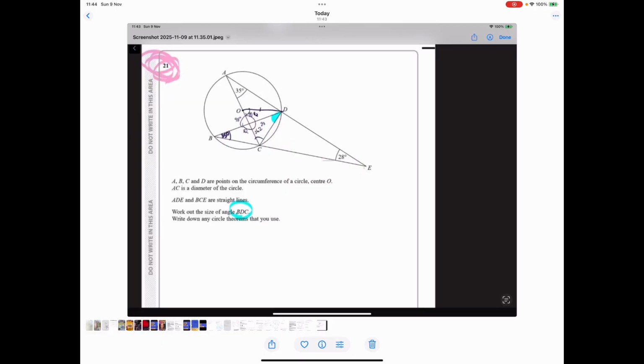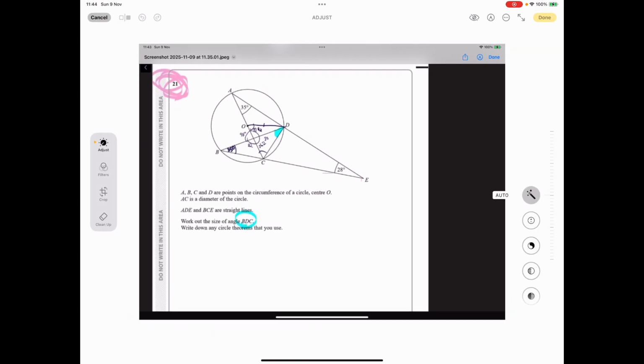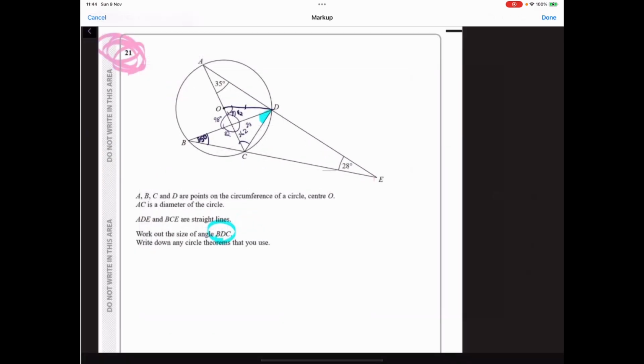This is how you do this question. So we are looking at, we're going to use, this is a circle theorem question. So we know, because we've got a chord here, that the angle at the center is going to be twice that at the circumference. So we know that's 70.